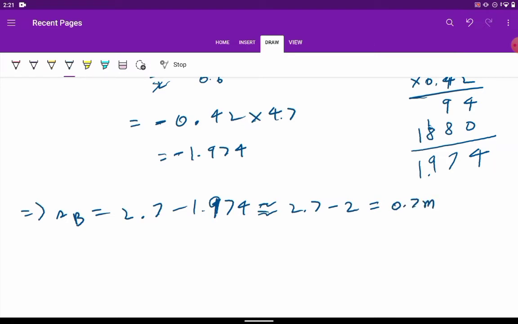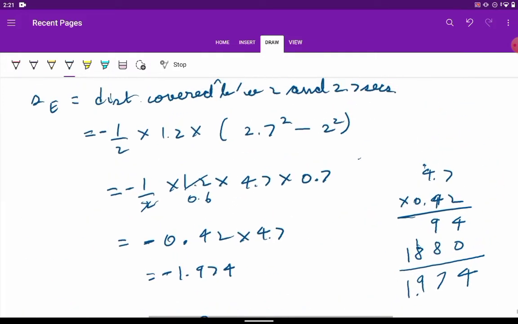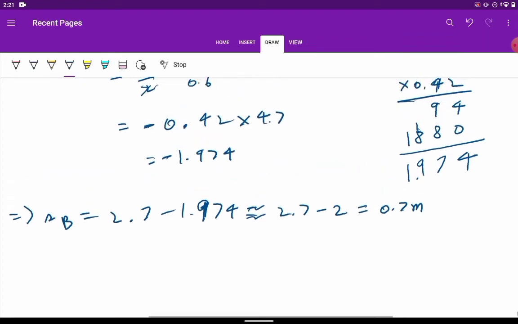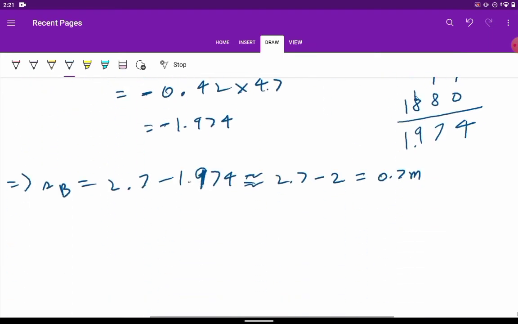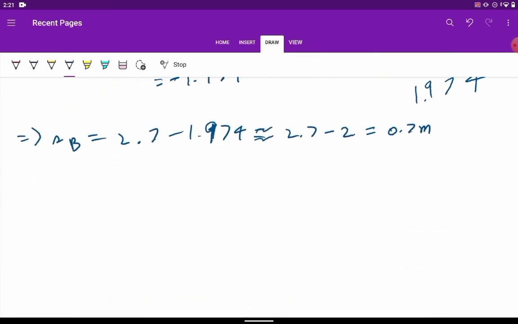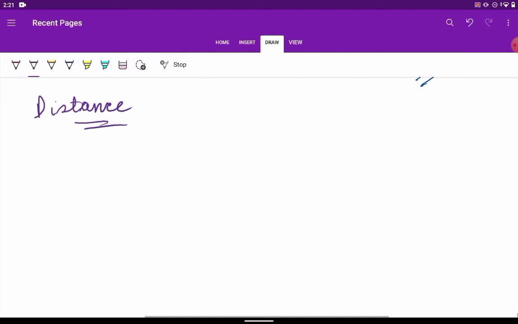So basically there is a displacement of the bolt in the downward direction, which is 0.7 meters. Now, one thing has to be clear. Especially when we calculate the distance, why are they asking two separate things? That also will become clear now.